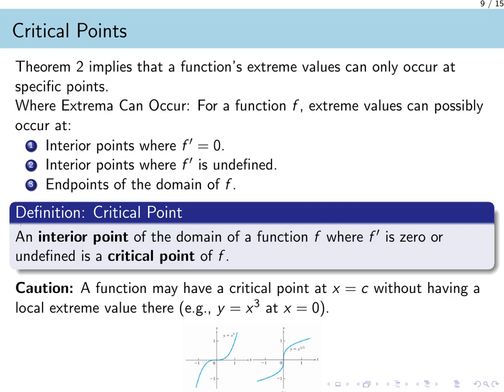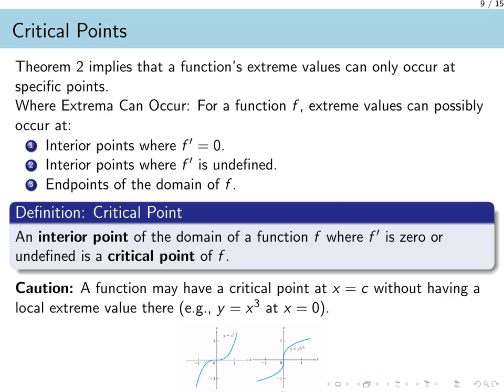To find a function's extreme values, we do not need to check every point in its domain. We can narrow our search to just a few specific locations. Based on what we have learned, extrema can only occur in 3 places: at interior points where the derivative is 0, at interior points where the derivative is undefined, or at the endpoints of the domain. I will group the first 2 types of interior points together under a single important definition: a critical point. A critical point is any interior point where the derivative is either 0 or undefined.